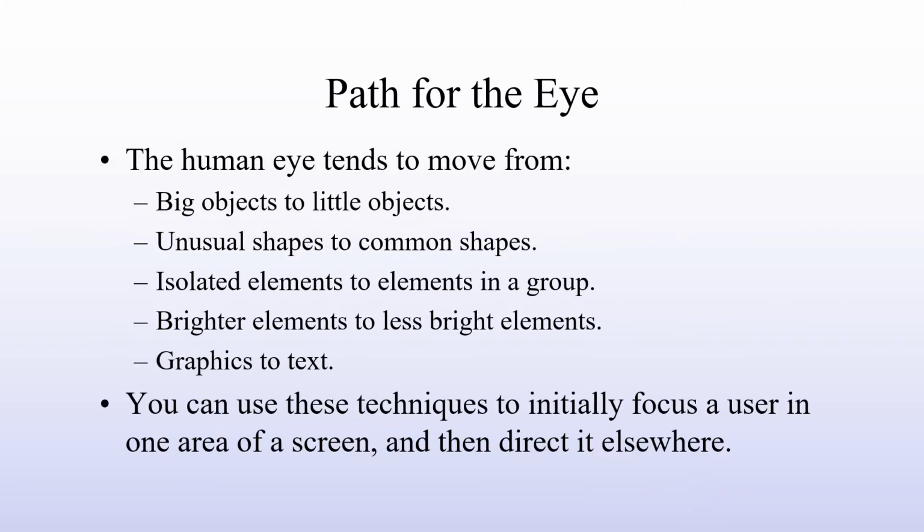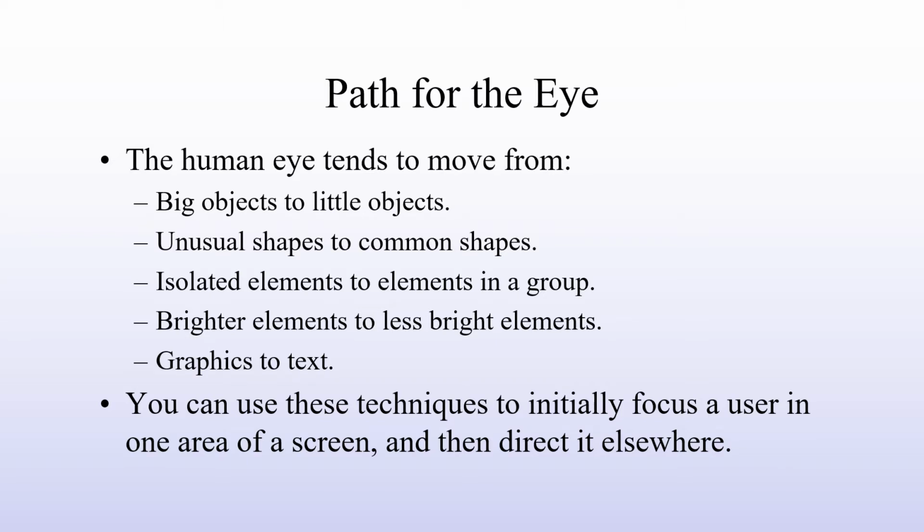If you plan your individual screen designs well, you can decide where the eye is going to move, and we can guide the user. In general, the human eye tends to move from large objects, we focus there first, and we move to smaller objects. If we see something unusual, we tend to go there first and then move to the more common. If something is isolated versus in a group, we tend to look at the individual elements first and then look at the group. As we've said in the past, if there is something brighter and there is a less bright or a darker element, we tend to go to the bright element first and then to the less bright.